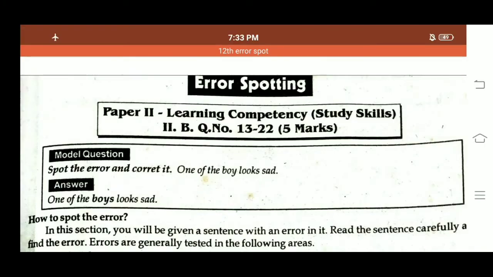Hello students, today we are going to see error spotting. Model question: spot the error and correct it. One of the boy looks sad. Answer: one of the boys looks sad.